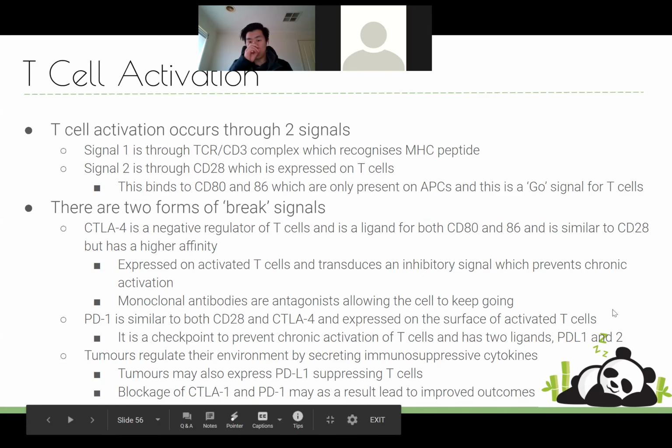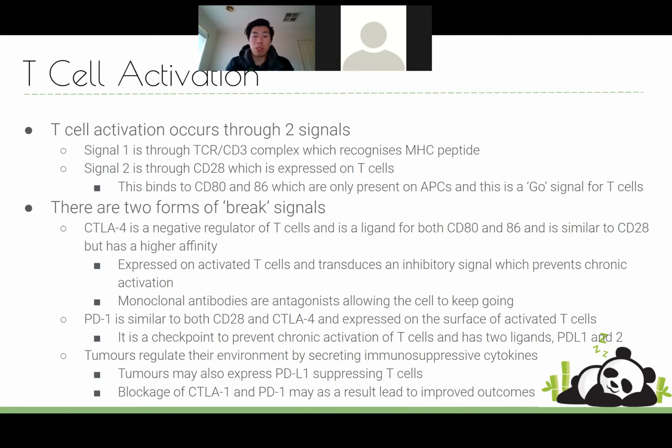All right, so T-cell activation. T-cell activation occurs through 2 signals. Signal 1 is through a TCR-CD3 receptor, which recognizes MHC peptides, and signal 2 is through CD28 on T cells. This binds to CD80 and 86, which are only present on APCs, and this is the go signal for T cells.